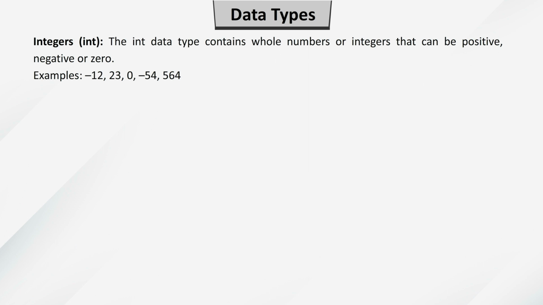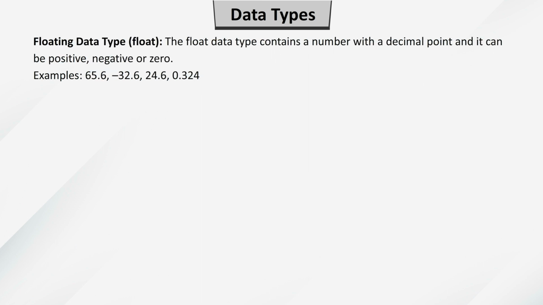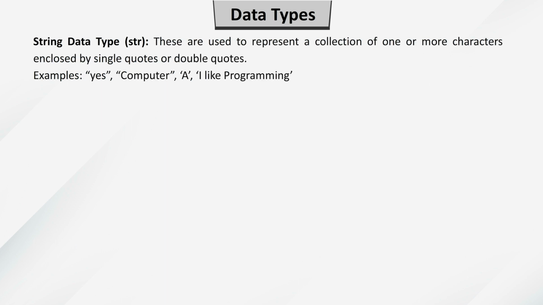Examples: 12, 23, 0, -54, 564. Floating data type, float. The float data type contains a number with a decimal point, and it can be positive, negative, or 0. Examples: 65.6, -32.6, 24.6, 0.324. String data type, str.